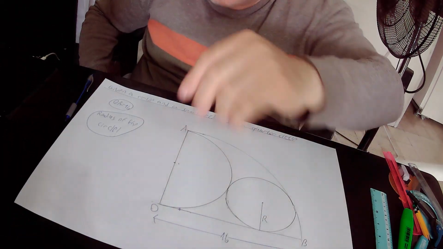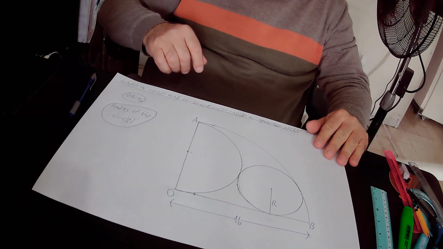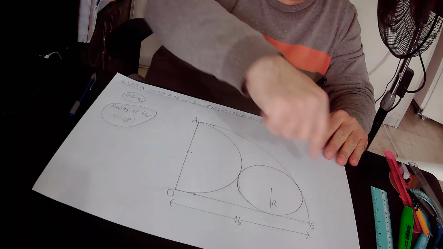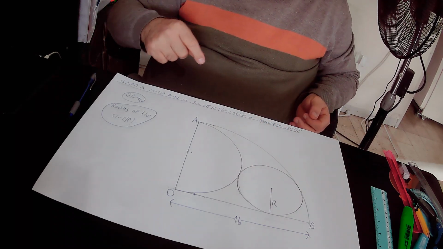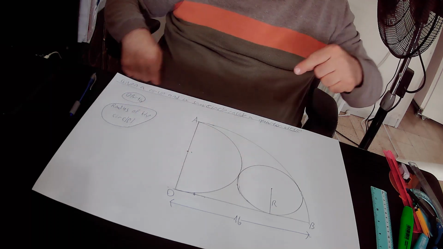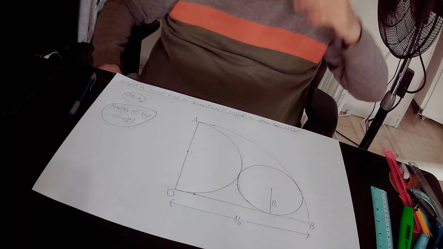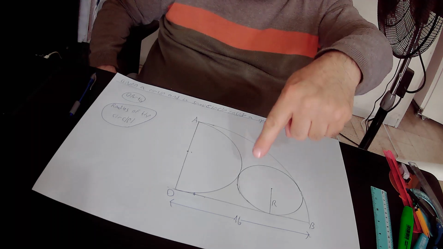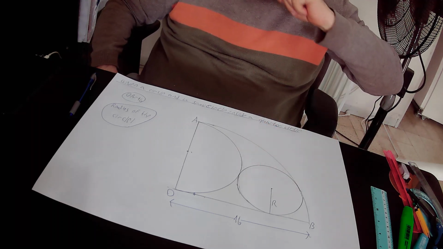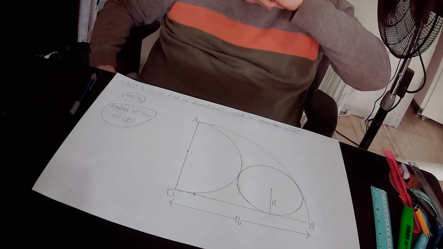And now in this lecture we find out the radius of the small circle. In the drawing we have a quarter circle. AOB is a quarter circle. Inside this quarter circle we have a semicircle. This is a semicircle. And also this circle, this small circle. And our mission is to find out the radius of this small circle, the value of capital R.